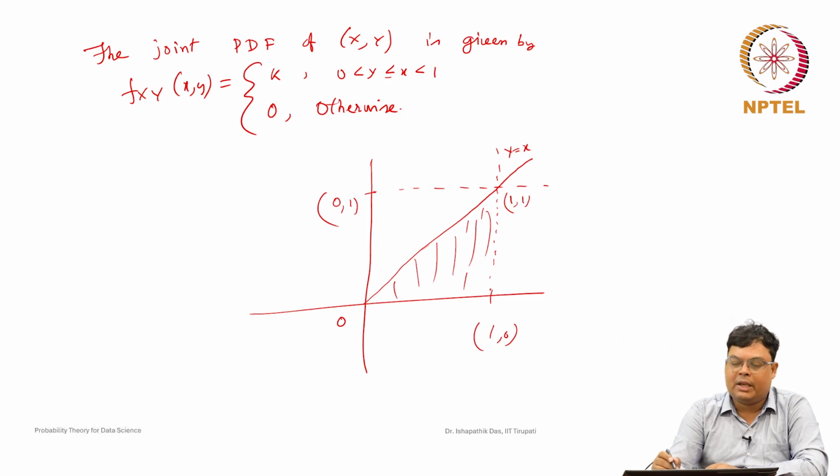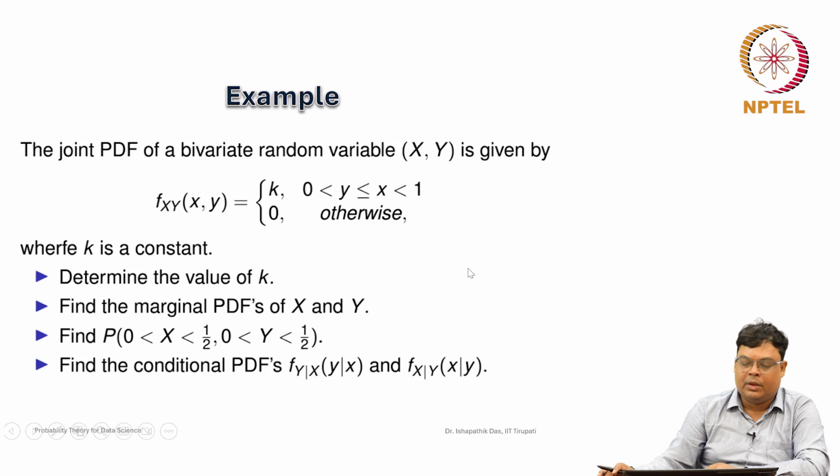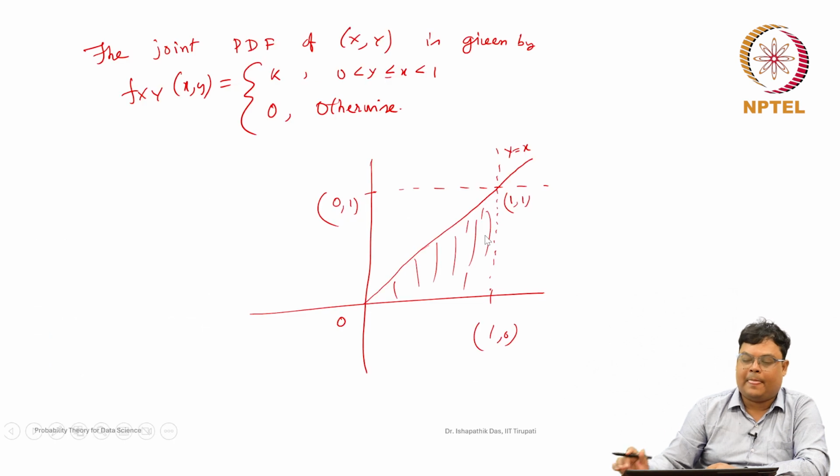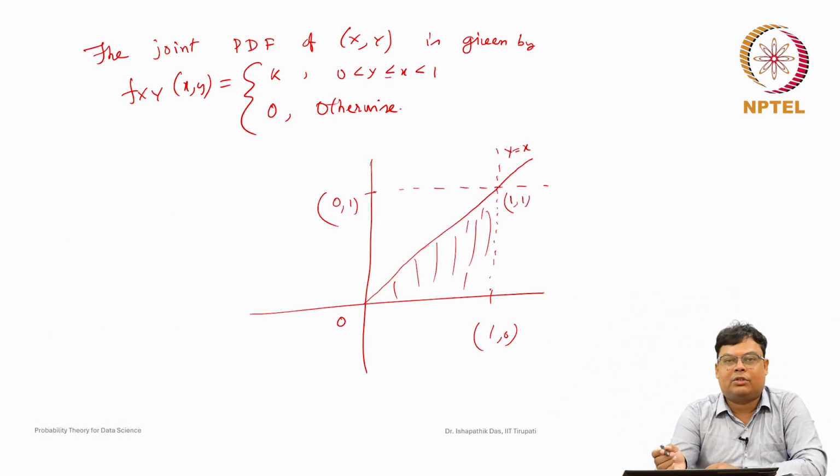Now we have to find the value of k. Determine the value of k, where k is a constant. Since it is a probability density function, this has to be greater than or equal to 0. k cannot be negative. And how will we find the value of k?